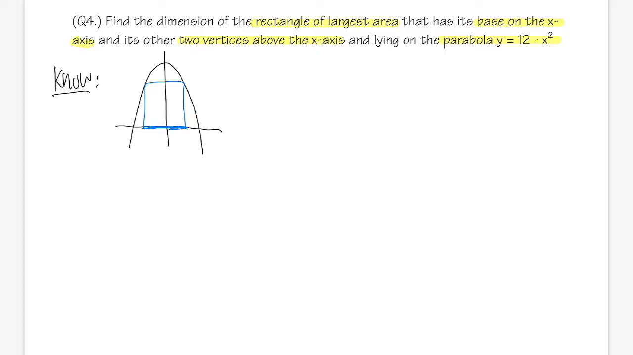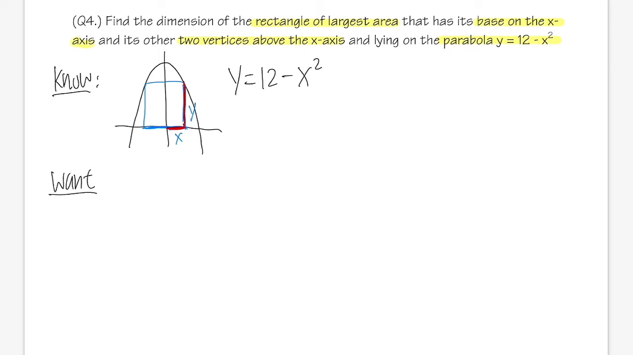Now here's the deal. Let's label it: this right here will be x, and this right here will be y. Notice though, the x is only this part. I should really emphasize that, and that's the y. All right, so we know that y is equal to 12 minus x squared. It's nice, it gives us an equation already.